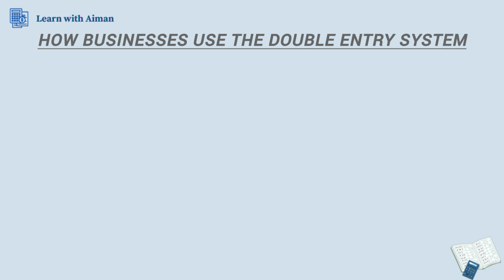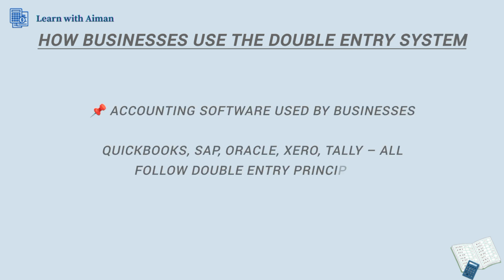How businesses use the double entry system? Accounting software used by businesses like QuickBooks, SAP, Oracle, Xero, Tally all follow double entry principles.